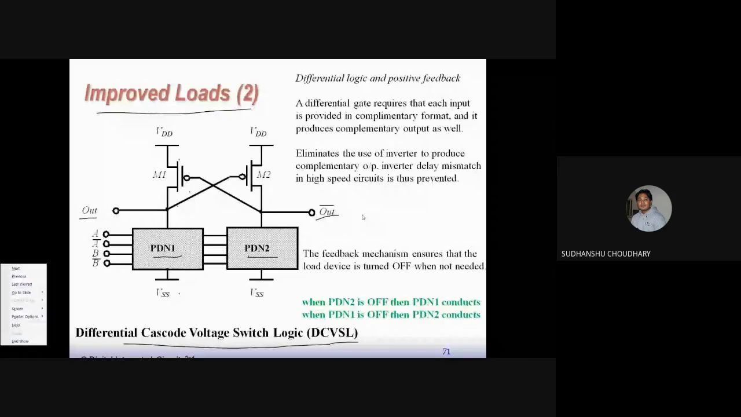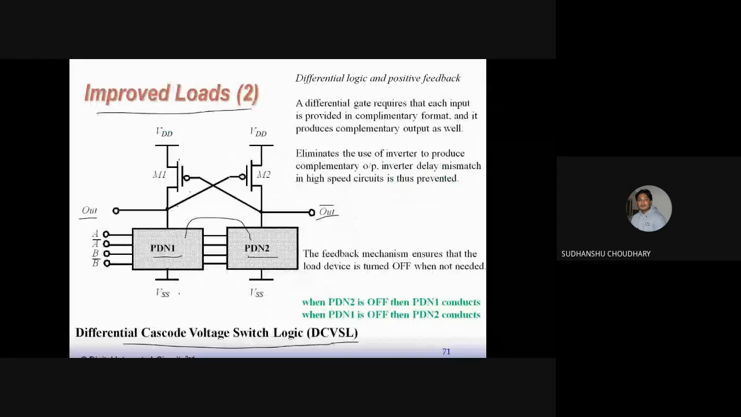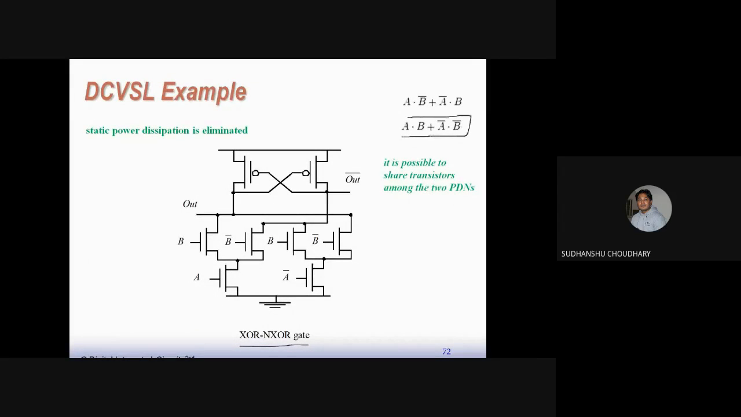Let us see that by an example. Let us consider the example of an XOR and complement of XOR gate. This circuit implements an XOR and complement of XOR gate. In this DCVSL circuit, it is also possible to share the transistors of pull down networks 1 and 2. So both pull down networks can share transistors; transistor sharing is possible. Now let us try to implement this logic. This is XNOR and this is XOR.